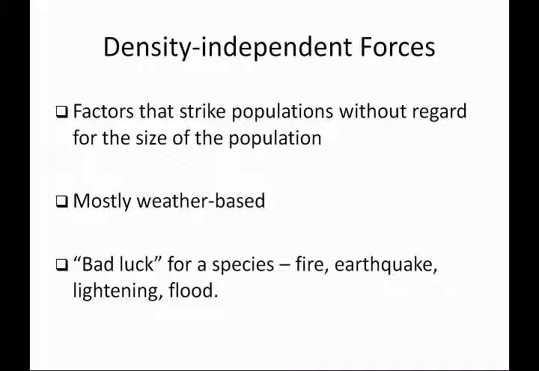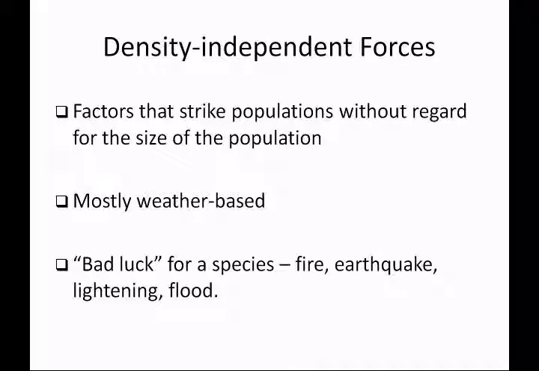Now we get into density independent forces. These are things that are going to strike and kill off populations despite how big they are. So these are mostly going to be weather-related items. If you think about things that would be bad luck for a population, if a fire comes and tears through a rainforest or tears through a forest, that's going to kill all the rabbits despite whether there's a million rabbits or whether there's 1,000 rabbits. So if the fire destroys the entire forest, all of them will die. Doesn't matter how many there are.